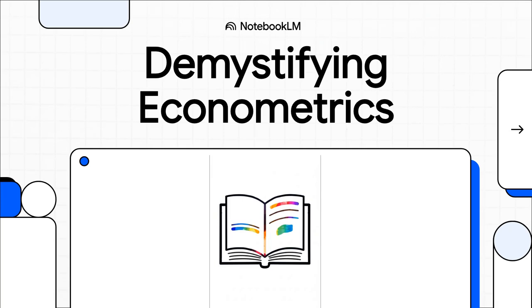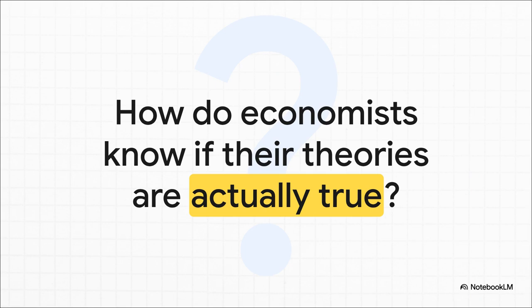Today we're going to pull back the curtain on a field that sounds super complex, but is actually the secret weapon economists use to figure out how the world really works. We're talking about econometrics, the toolkit for turning big economic ideas into actual real-world insights. It's one thing to have a theory, right? To say something like, if you lower prices, people will buy more. It sounds logical, it makes sense, but is it true? And if it is, how much more will they buy? That's the huge gap that econometrics was designed to fill, moving from just an idea to cold, hard proof.